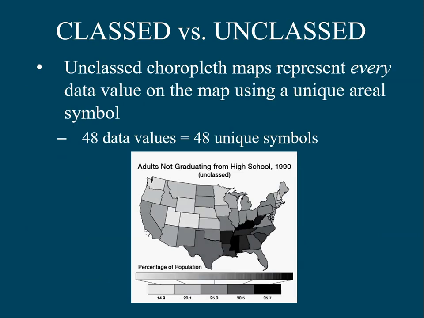So you can imagine on the flip side of that, unclassed choropleth maps represent every single data value on the map using a unique areal symbol. It's going to be very difficult to have a set number of colors because, like in this case, we're going to have 48 values that are all going to require 48 unique symbols. Seeing just between the examples of these small maps, you can see why that would be a problem to use unclassed data. Sometimes there is a call for it, just not in this specific scenario. And you can see how much more complicated it becomes. It really just depends on what the objective or the mission of your map is supposed to be.